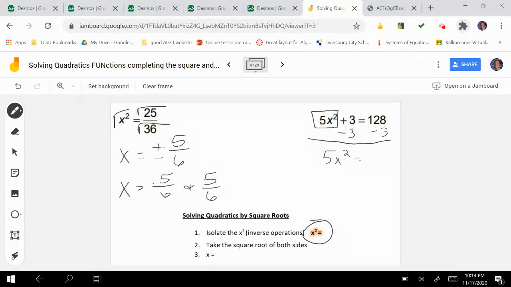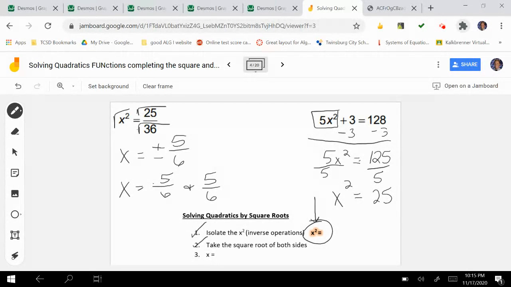And I had $128. I spent 3. Now I have $125 left. And now I'm taking 5 times x squared, so I need to divide both sides by 5 because I'm isolating it to make it say x squared equals. So I get x squared equals, what is $125 split between 5 people? $25 each. Since I did that, I've isolated it.